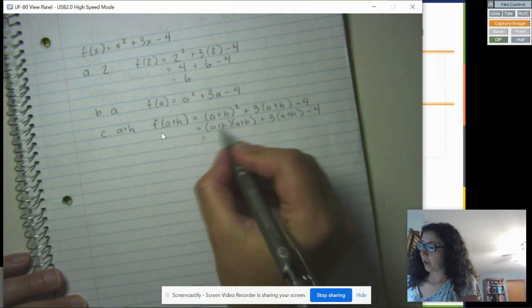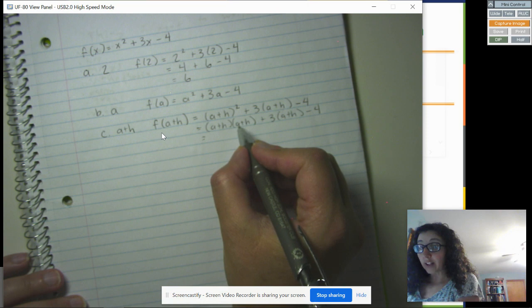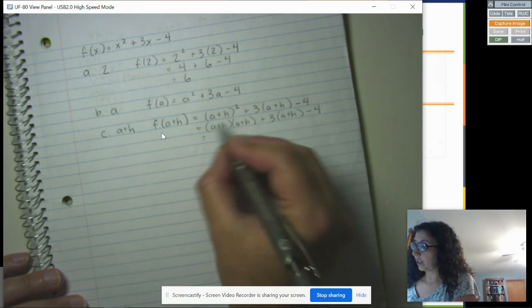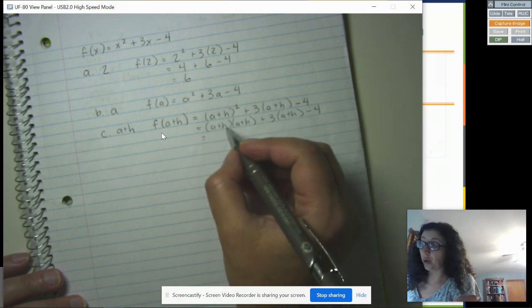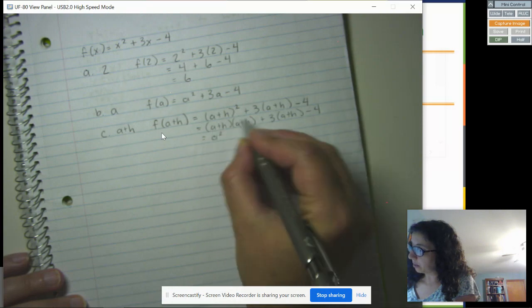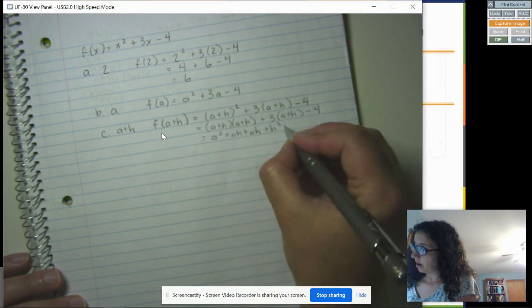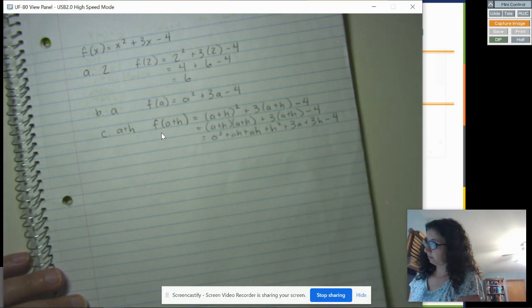Right? So I've got two binomials multiplied together. You can FOIL if that's an acronym that helps you. You can do first, outer, inner, last. However works for you to multiply binomials. Hopefully that's something that looks familiar. A times a is going to be a squared plus ah plus ah plus h squared plus 3a plus 3h minus 4.